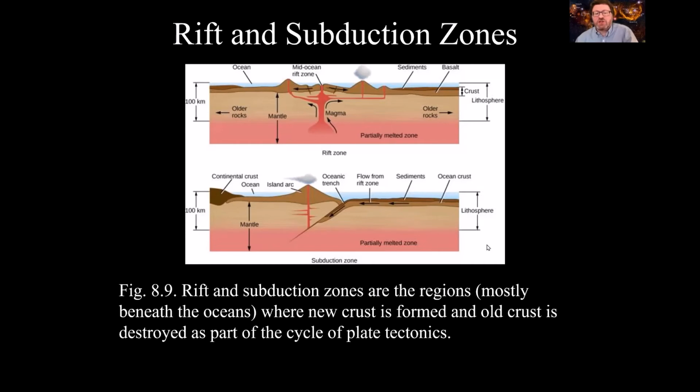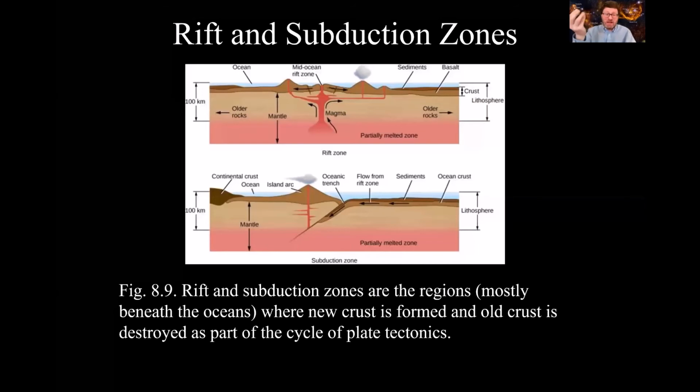These rift and subduction zones are the regions where new crust is formed and old crust is destroyed as part of the cycle of plate tectonics. If you go to the middle of the Atlantic Ocean, you have the mid-Atlantic ridge. There, the two plates are being pulled apart from one another, and material is flowing up from underneath, creating new seafloor as the North American and South American continents move away from Europe and Africa, right? New material is being made at that mid-Atlantic ridge gradually as material comes up.